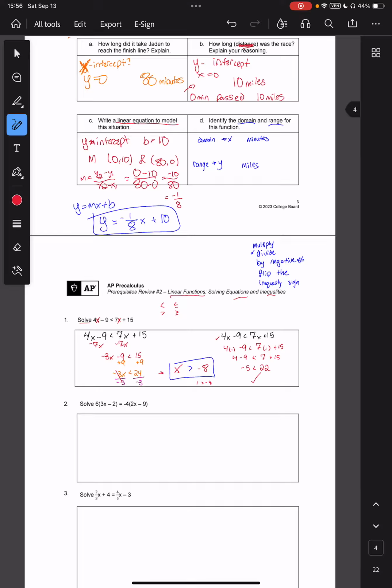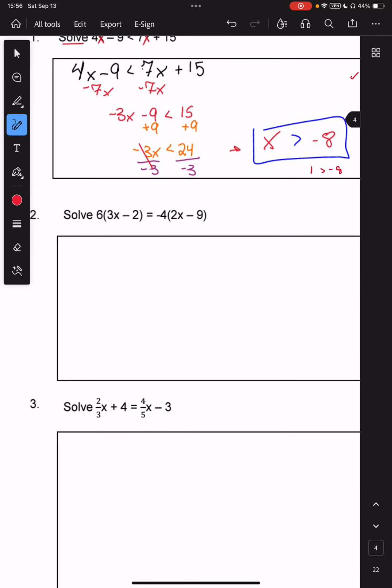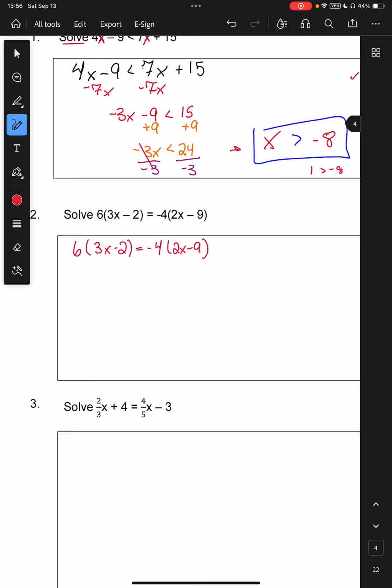Okay, so now let's move on to question 2. Let's solve this equation. 6 times 3x minus 2 is equal to negative 4 times 2x minus 9. So with these equations, we always start with distributing. So let's distribute our 6 to our 3x and then our 6 to our negative 2.